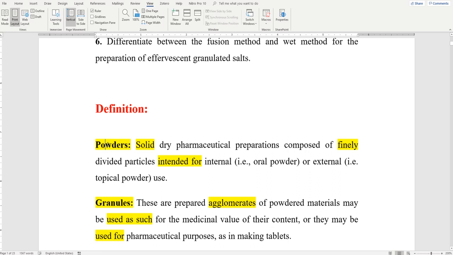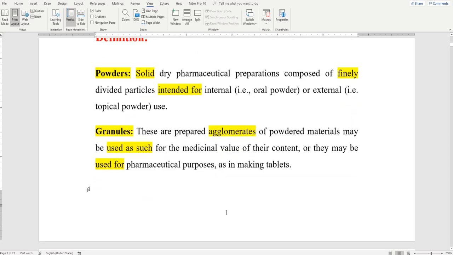So now we described how it looks like. Now we will describe the purpose. The purpose of this medicated powders is for internal use or external use. Internal use means oral powder, meaning in the end you will take it orally. External use means you will apply it topically, of course, mainly on the skin.